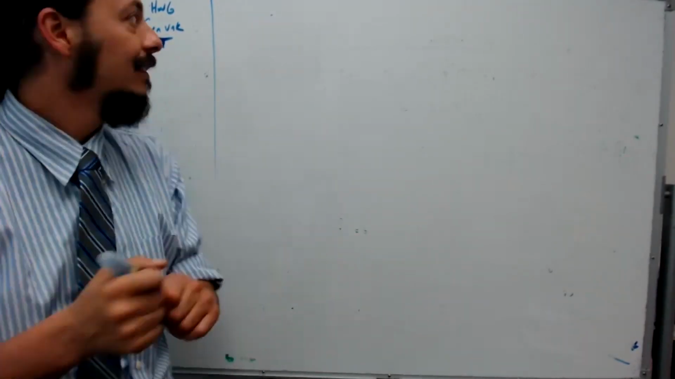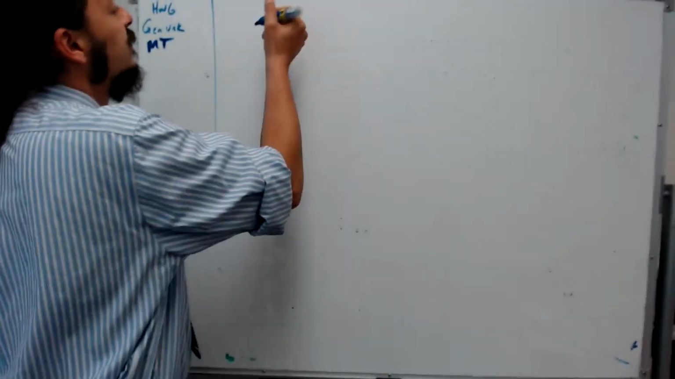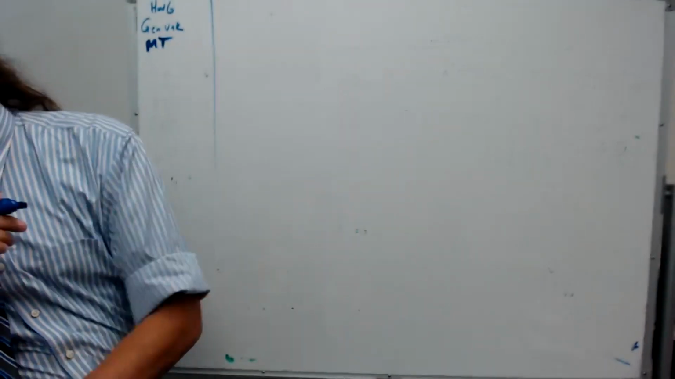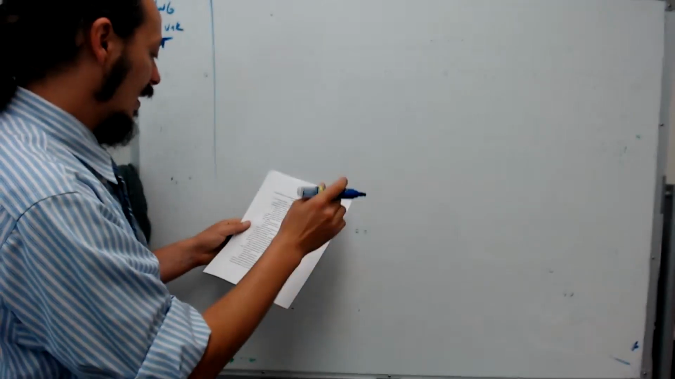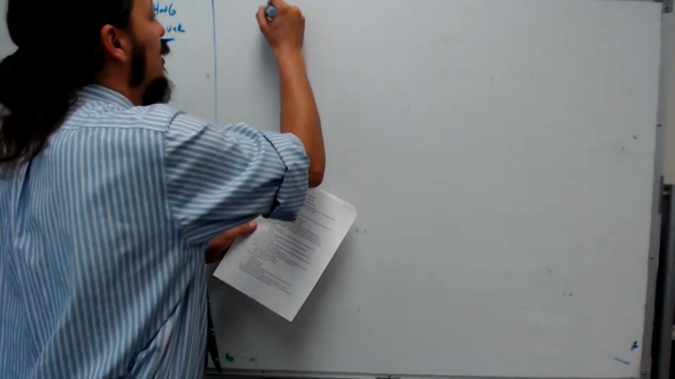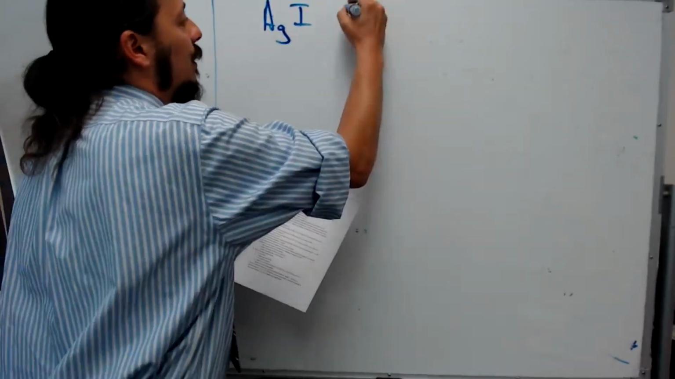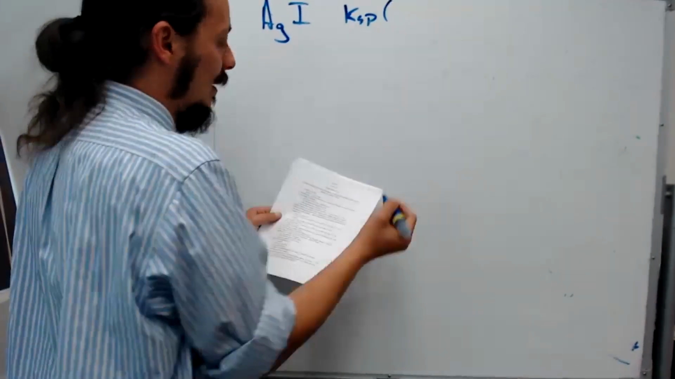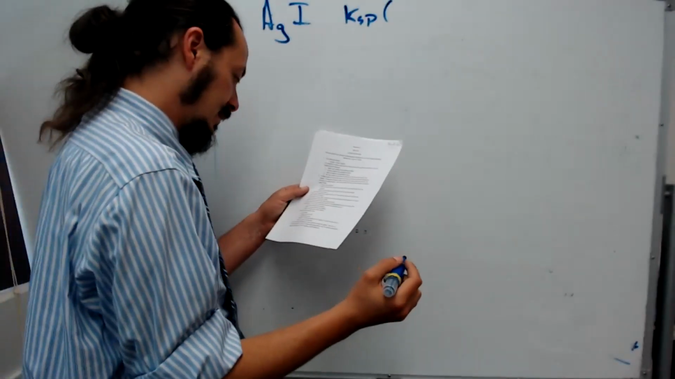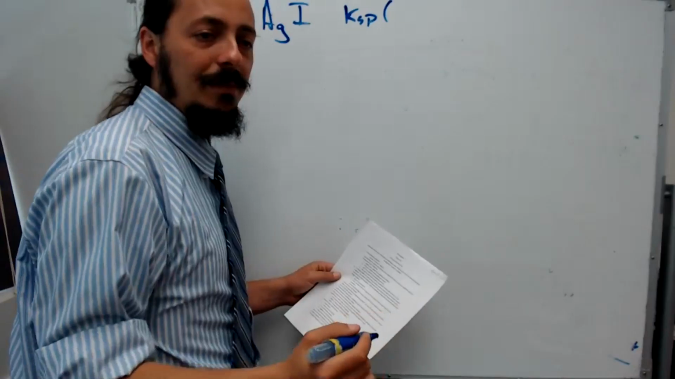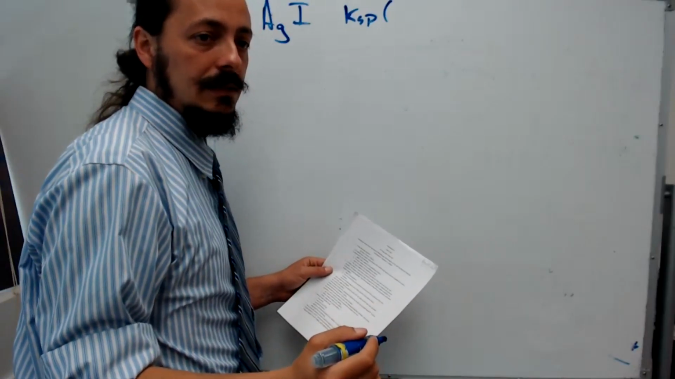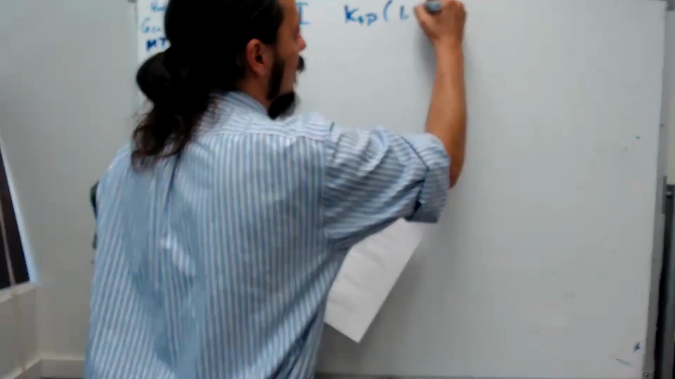So if it forms a strong acid, we're looking at the solubility of AgI, which has a Ksp associated with it of... Did anyone look up the Ksp for AgI? Oh, it's 1.5 times 10 to the minus 16.